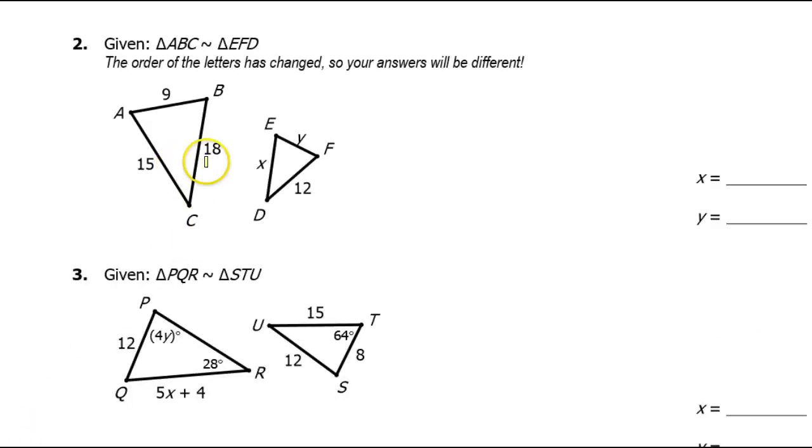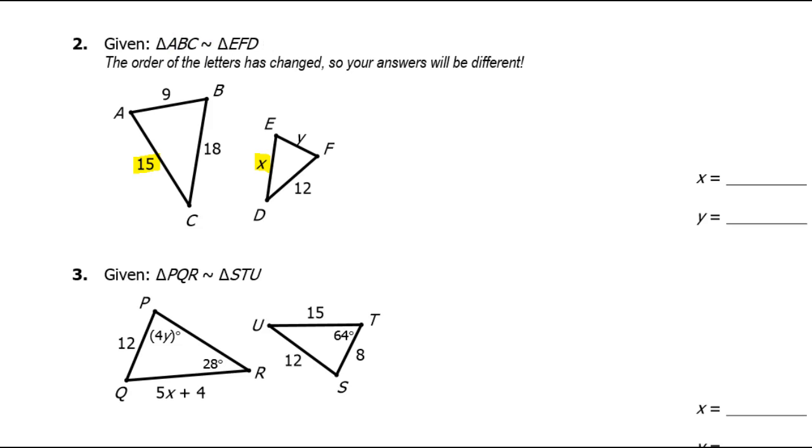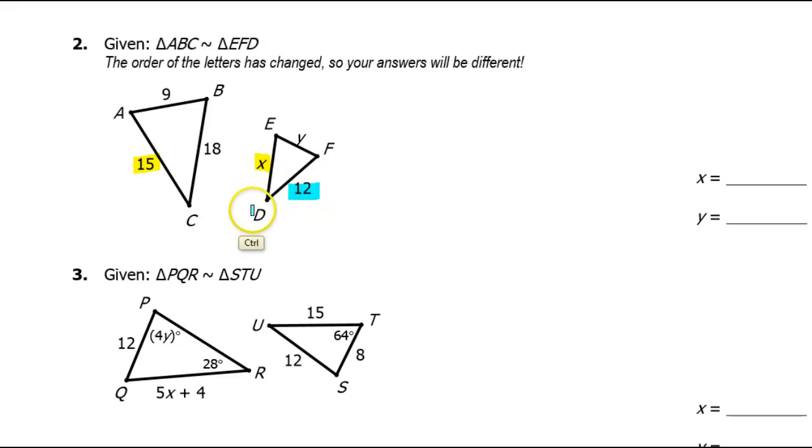Problem number 2 is almost the same, but the order of the letters in the similarity statement have changed. So x is ED. Okay, so here's E and here's D. So that's going to correspond with AC. Alright, so this time these are corresponding sides. Okay, now I've got this 12, which is DF. So here is DF, so that's going to correspond with BC. So these are going to go together.